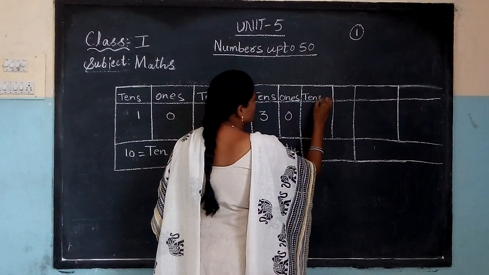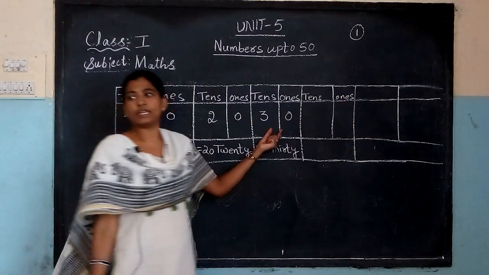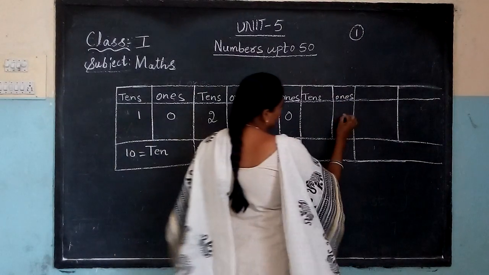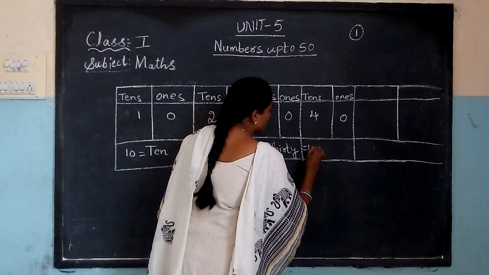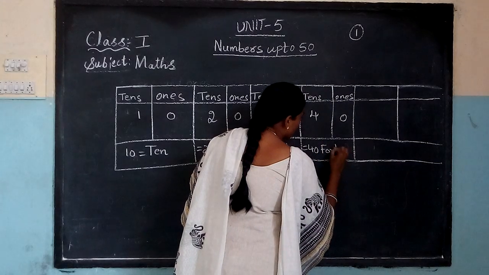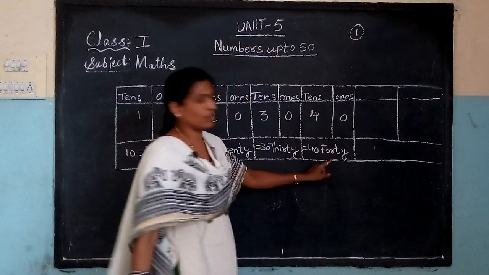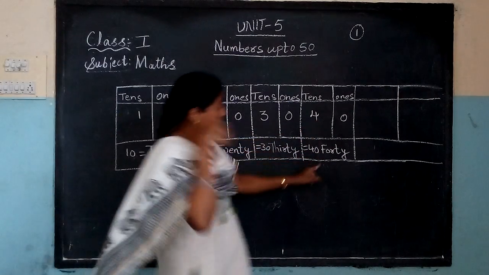Tens and ones. Next number, 30 completed. Next, 0 is in ones column, 4 is in tens column. What number did it become? 40. Spelling of 40 is FORTY. Spelling, the number name of 40, FORTY.